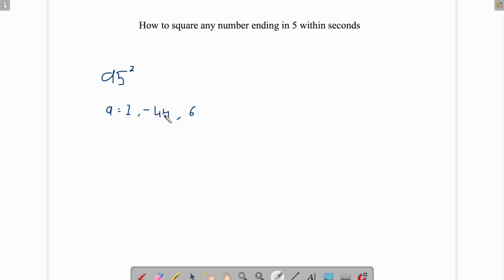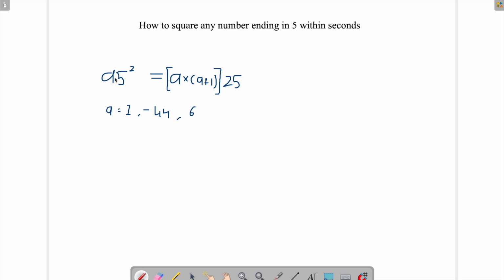So what's the trick? It's actually really easy. We can say a5 squared is equal to a times a plus 1, okay? So let's say a was 6. It would be 6 times 7, which we know to be 42. And whatever we put at the end, we always finish it off with 25, okay? Always finish it off with 25. So it would be a times a plus 1, then 25.